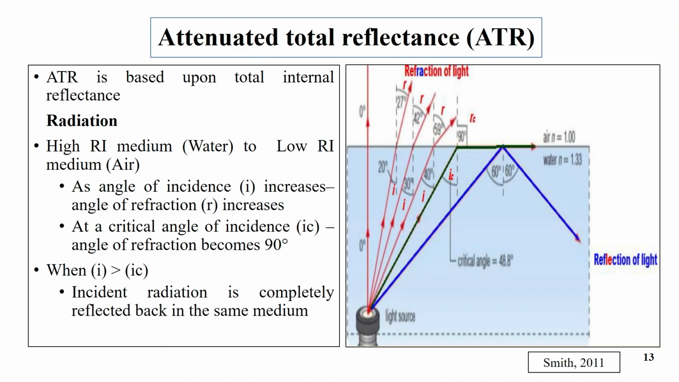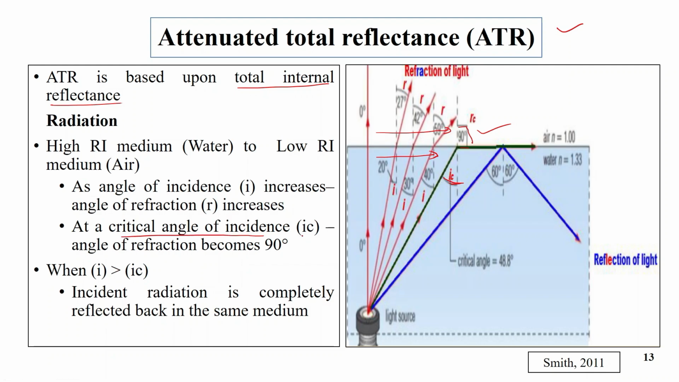Okay, now coming to the concept of attenuated total reflectance. What is ATR? ATR is based upon total internal reflectance. So what do we mean? We know that whenever light passes from one medium to another, it gets reflected. Here we can see that as the angle of incidence increases, the angle of refraction also increases. At a particular angle of incidence, the angle of refraction becomes 90 degrees. This angle is known as the critical angle of incidence.